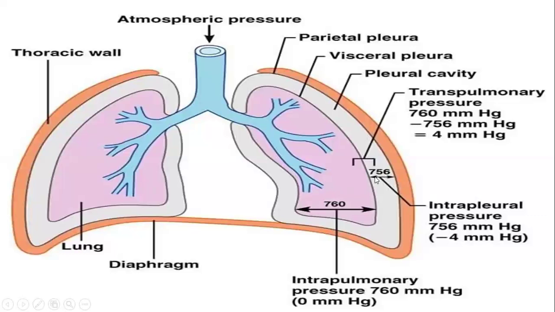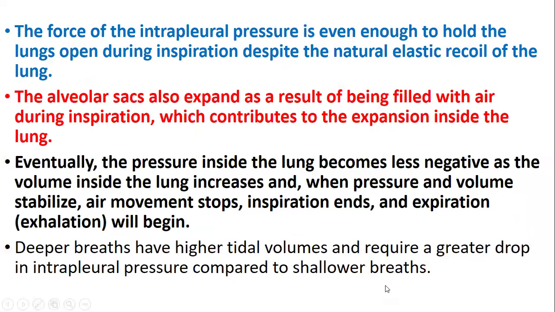So during inspiration, when the rib cage goes up, this pressure actually reduces further. It goes to -6, so that it holds tighter and pulls the lung tissue open as the contraction of the diaphragm occurs. Then we have intrapulmonary pressure, which is about 760 millimeters of mercury, equal to atmospheric pressure, which is also 760 millimeters of mercury.